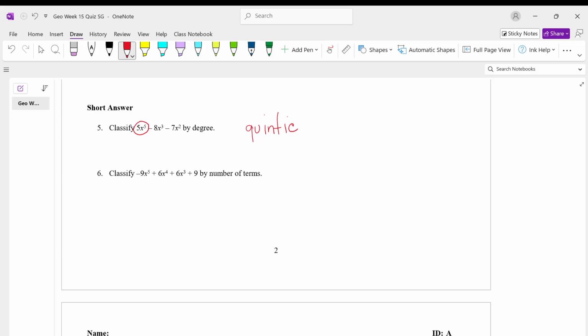All right, so problem number 6, classify by the number of terms. So we have 1, 2, 3, 4 terms. So straight out of the notes, this is a polynomial of 4 terms.